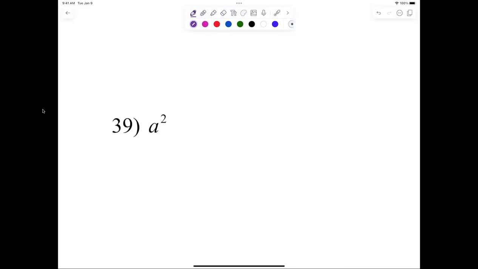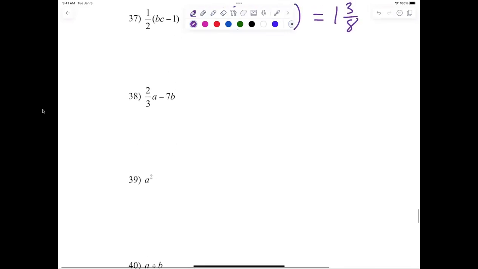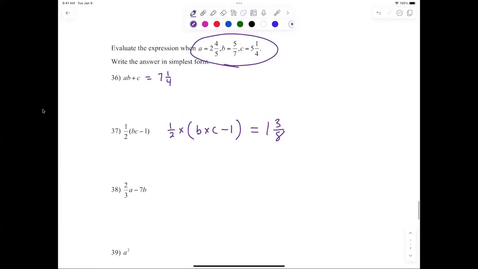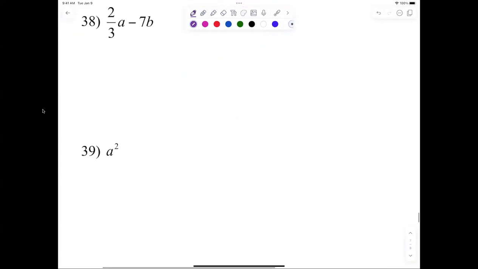A squared. All right, what is the A value? 2 4/5. Now, everybody do this on the calculator for me. 2 ABC 4 ABC 5. There is this button on the calculator. It has an X square button. If you hit that button, it'll square for you also.